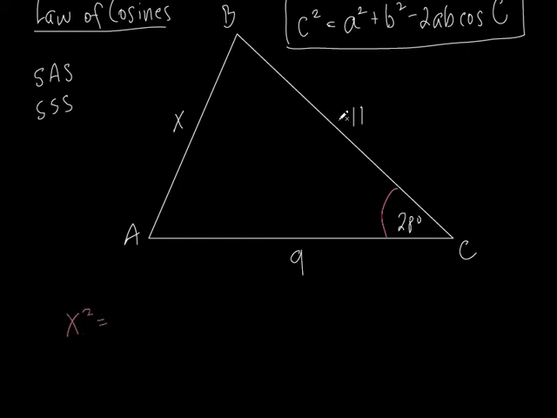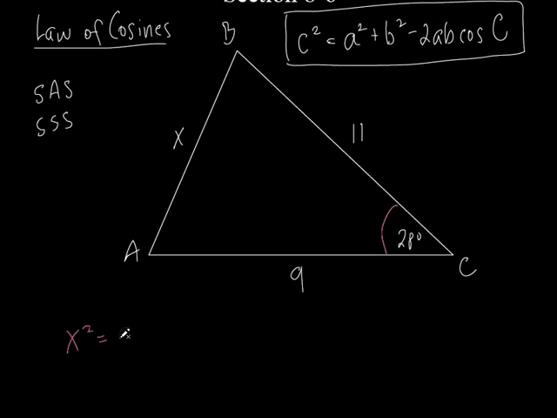Now what are my A and B here? 9 and 11, right? Okay, 9 and 11. So what does my formula say we're going to do with those? I'm going to square them. So I got 9 squared plus 11 squared minus 2 times what? Those same two numbers, right? 9 times 11. And then we have what? The cosine of angle C.